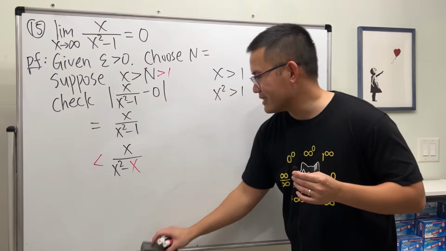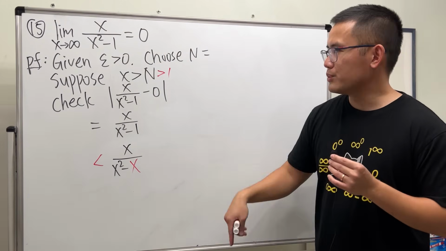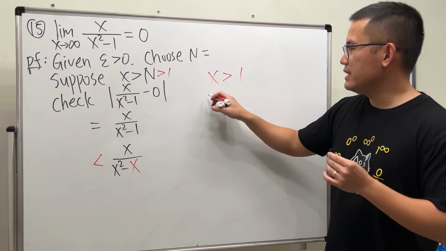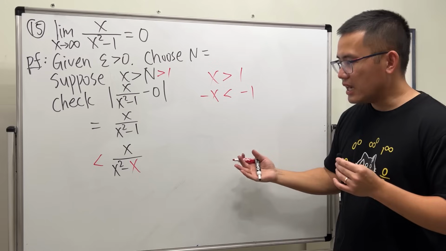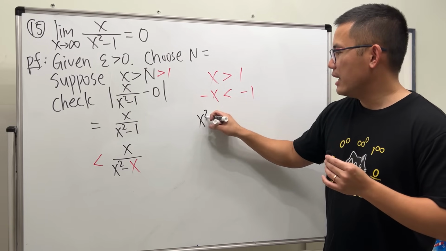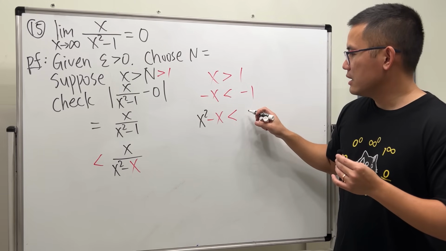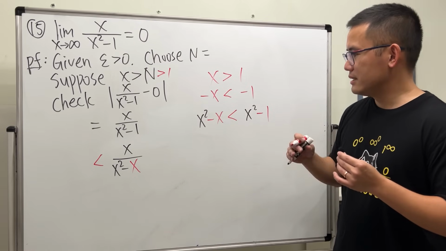No, I want to do it like this. Sorry, a little bit higher. Let's do this. x is greater than 1. Multiply negative on both sides, so negative x is less than negative 1. Yeah? Yes. And then if I add x squared on both sides, x squared minus x is less than x squared minus 1. Yes?